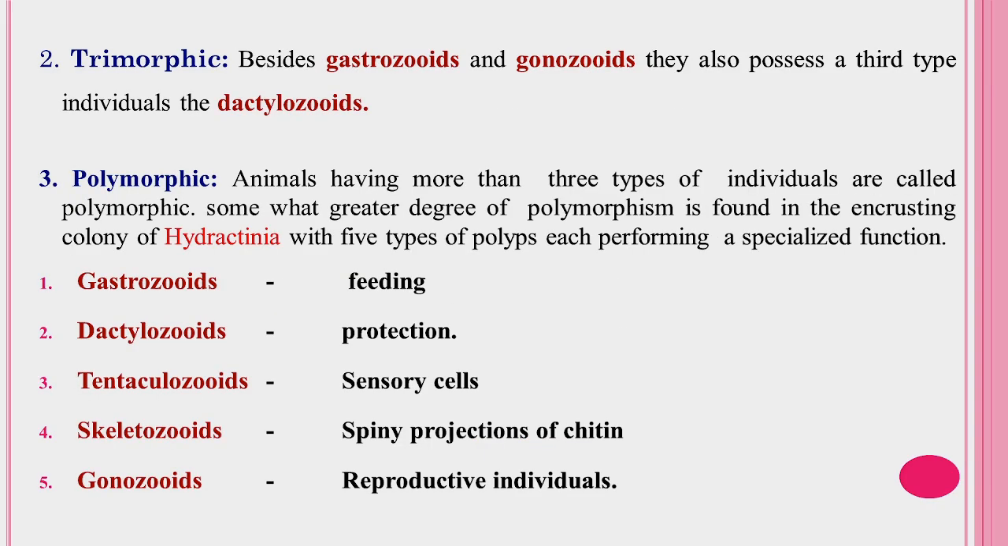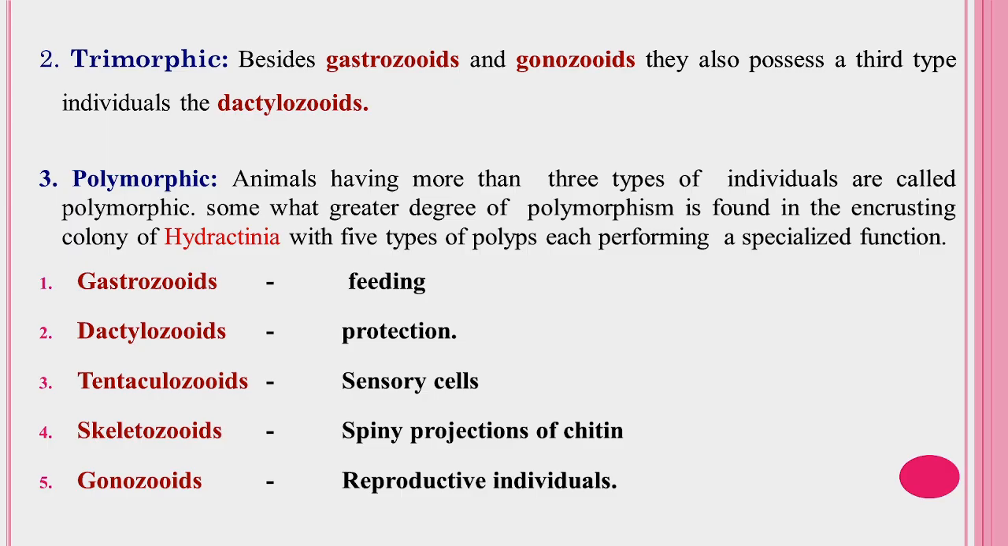And the second one is trimorphic polymorphism. Besides gastrozooids and gonozooids, here the third type of individuals are present. They are called dactylozooids. Gastrozooids perform the feeding activity. Gonozooids are involved in the reproductive activities, whereas the dactylozooids are involved in the defensive activities.